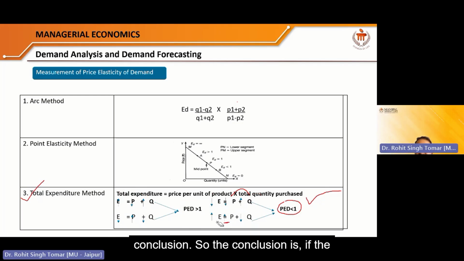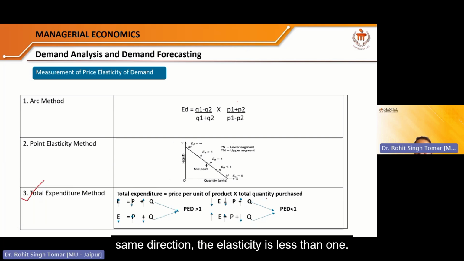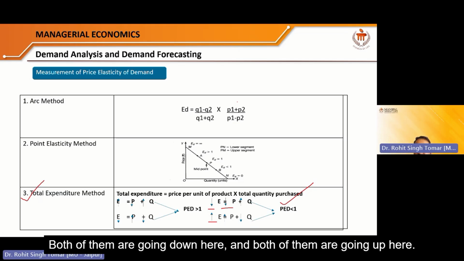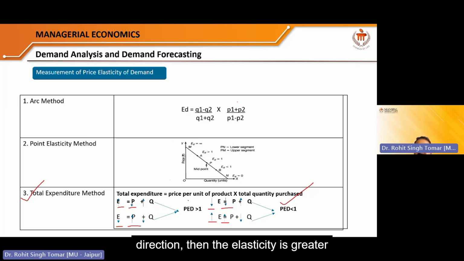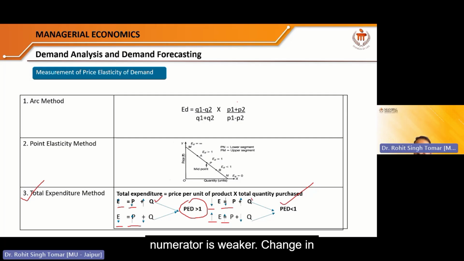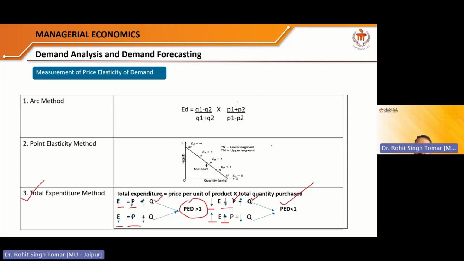So the conclusion is, if the price and the quantity are moving in the same direction, the elasticity is less than 1. Price elasticity is less than 1 in this case, because expenditure and price are moving in the same direction. Both of them are going down here and both of them are going up here. If the price and the quantity expenditure go in the opposite direction, then the elasticity is greater than 1, because the numerator is stronger, the change in quantity is stronger in this case. And here in this case, the numerator is weaker, change in quantity is not affecting, rather change in price is affecting the entire movement. I hope you understood.